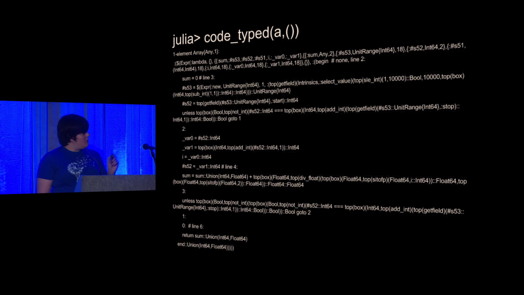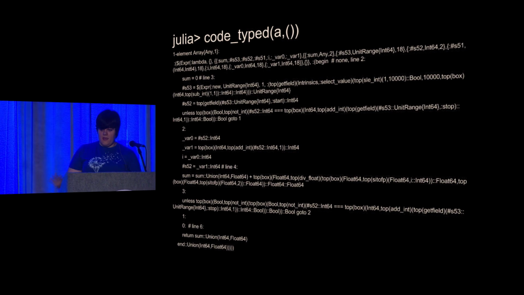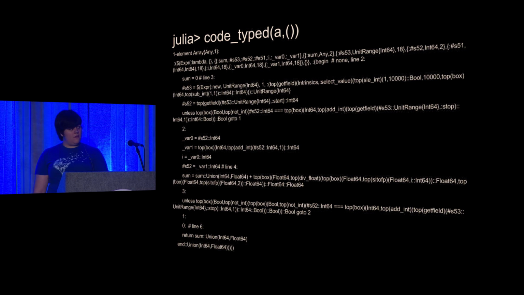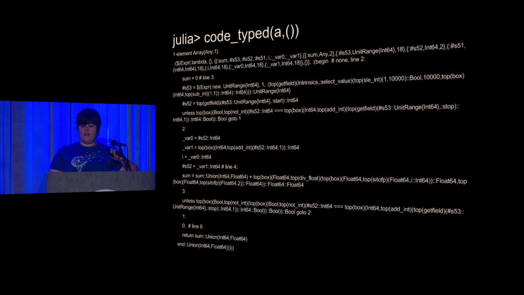So I know this looks more intimidating. You can't read it, it's just some small text. This is the output of code_typed. code_typed is a function in Julia, a built-in function.